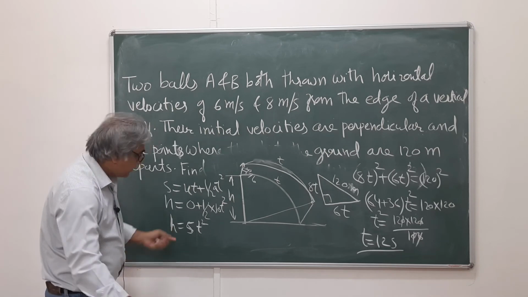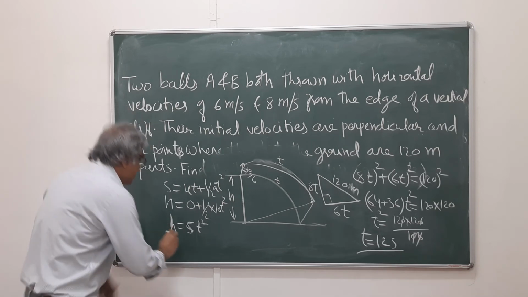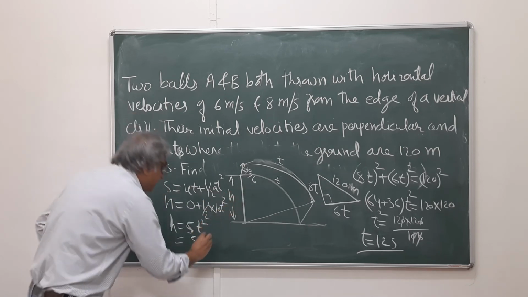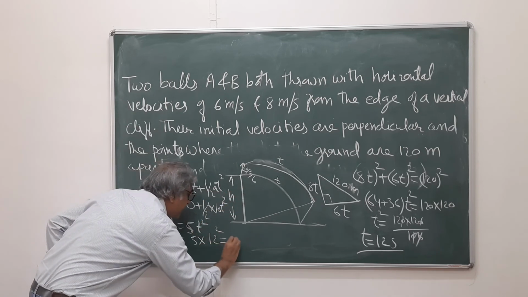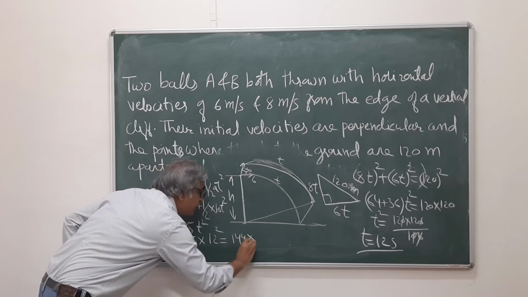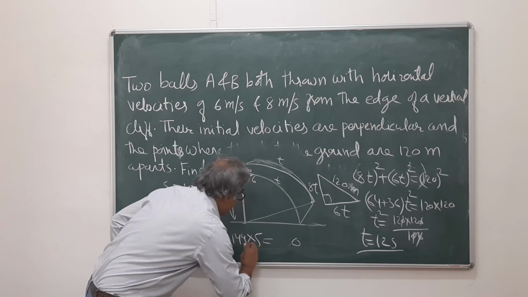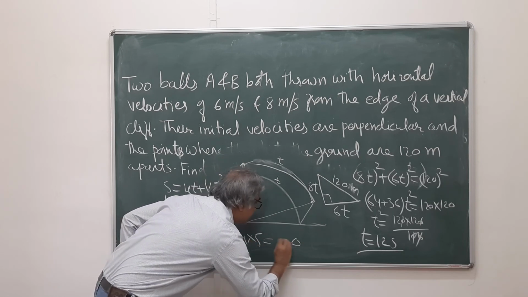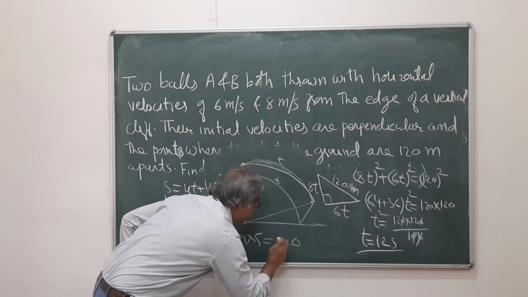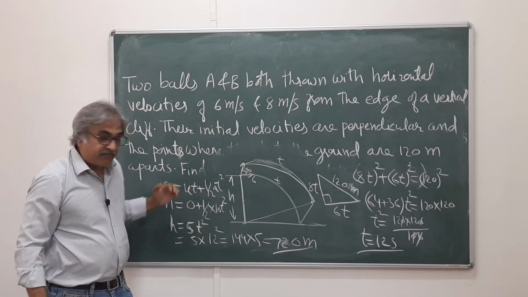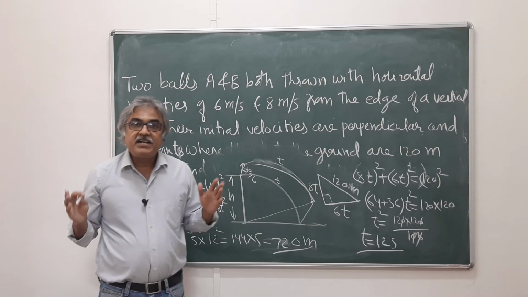And we can say h we have found out as 5t square. So this will be 5 into t square, that is 12 square. So it is 144 into 5, and this will be 720. So height of the cliff is 720 meters.